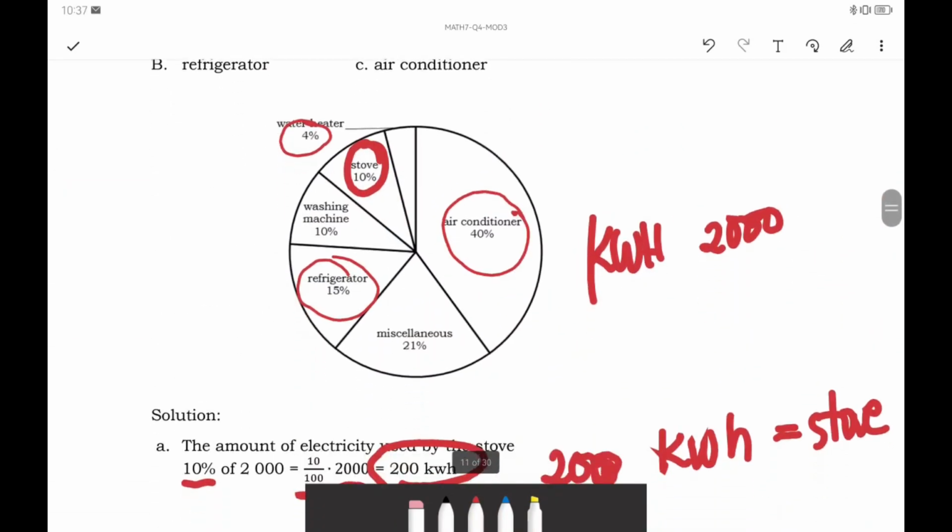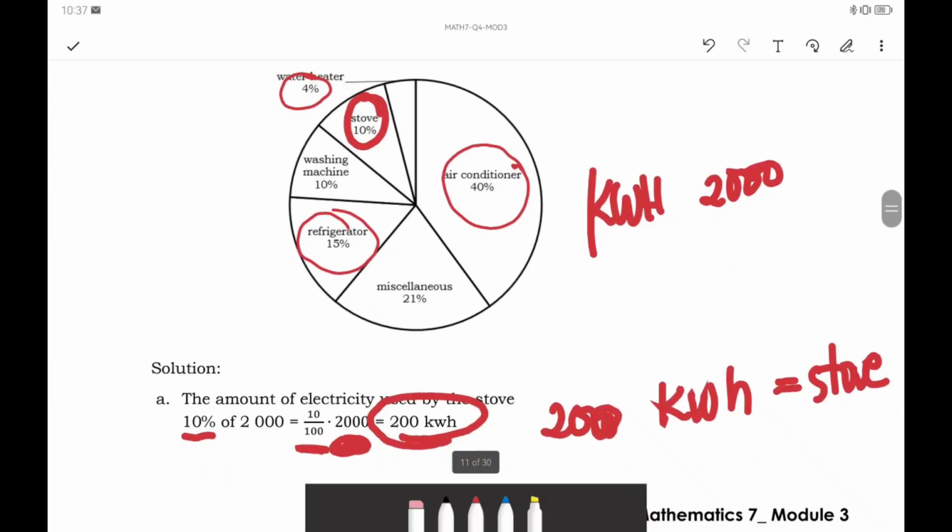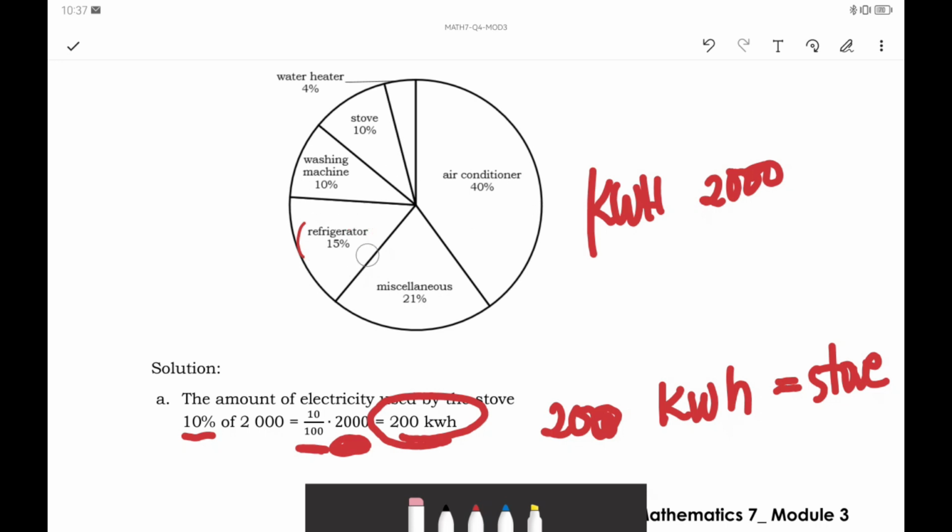So our answer here for water heater, for stove and air conditioner, stove, water heater, refrigerator.